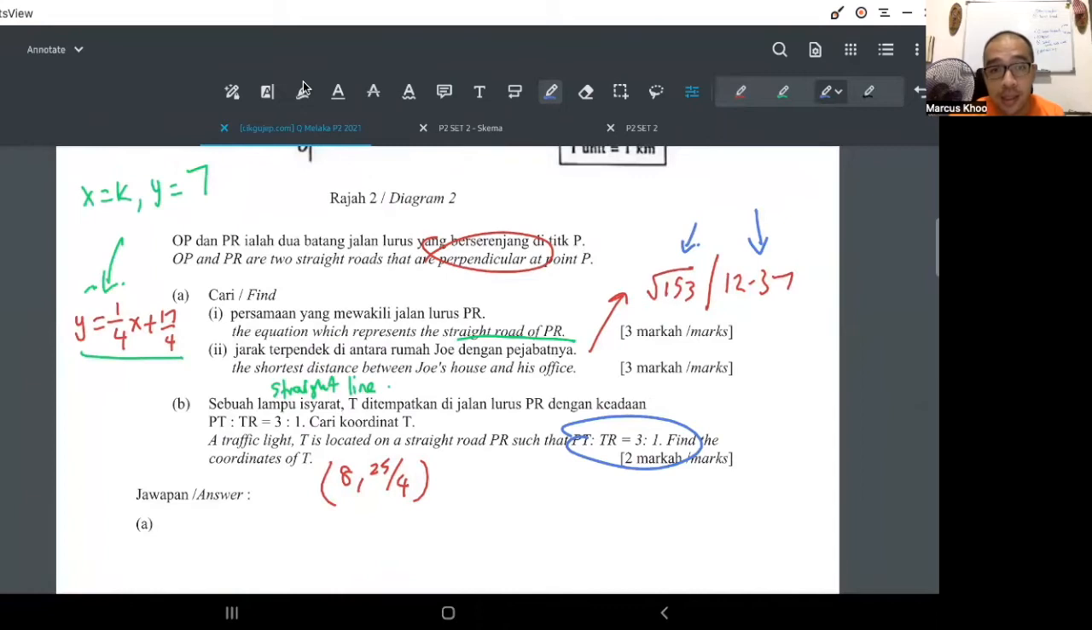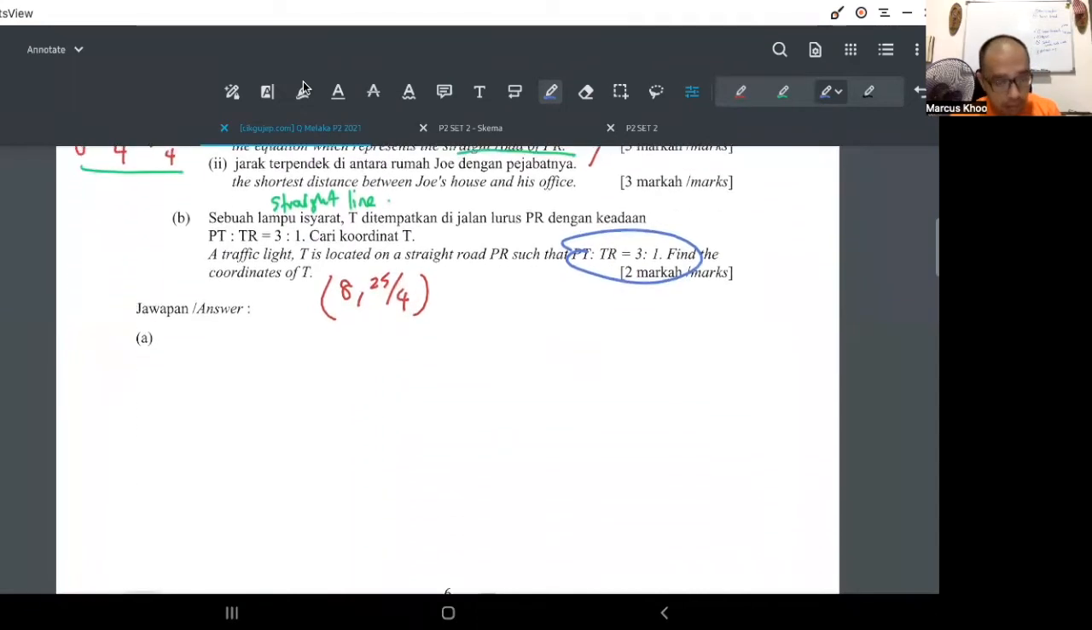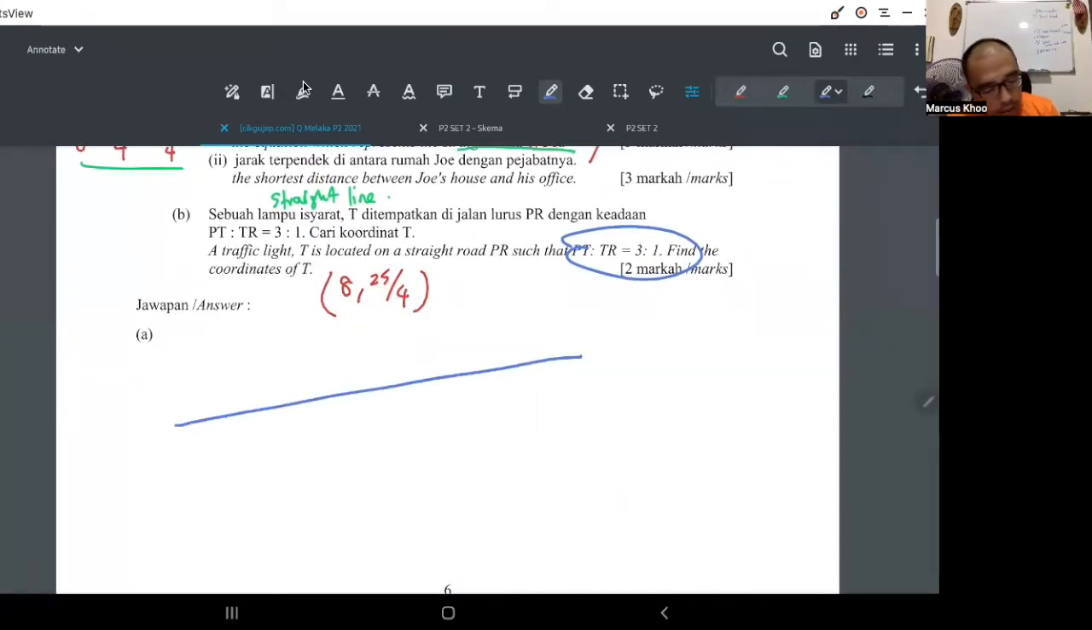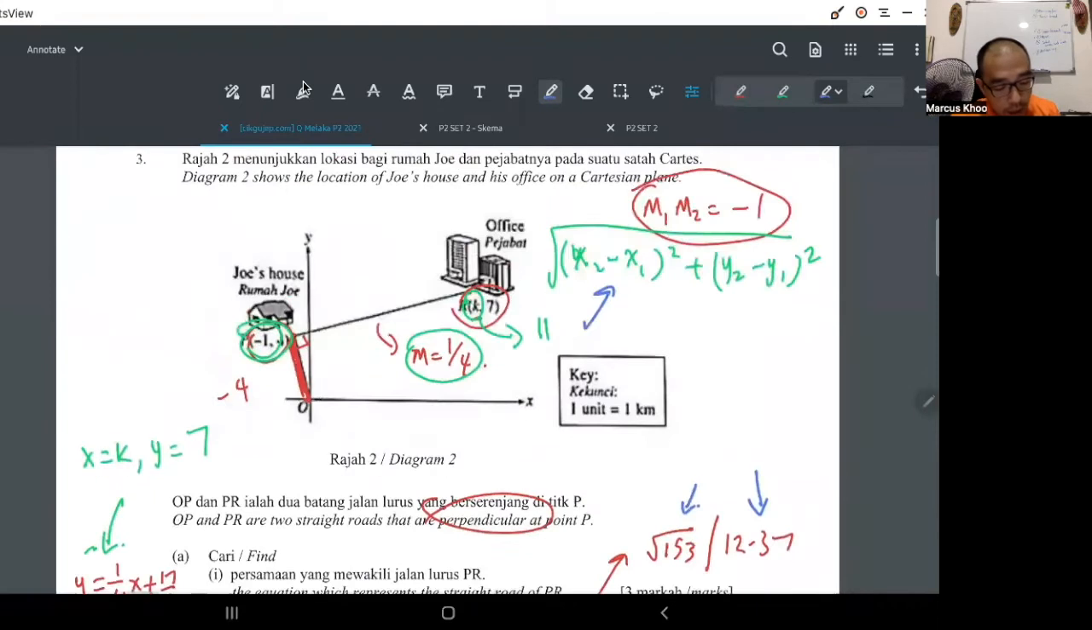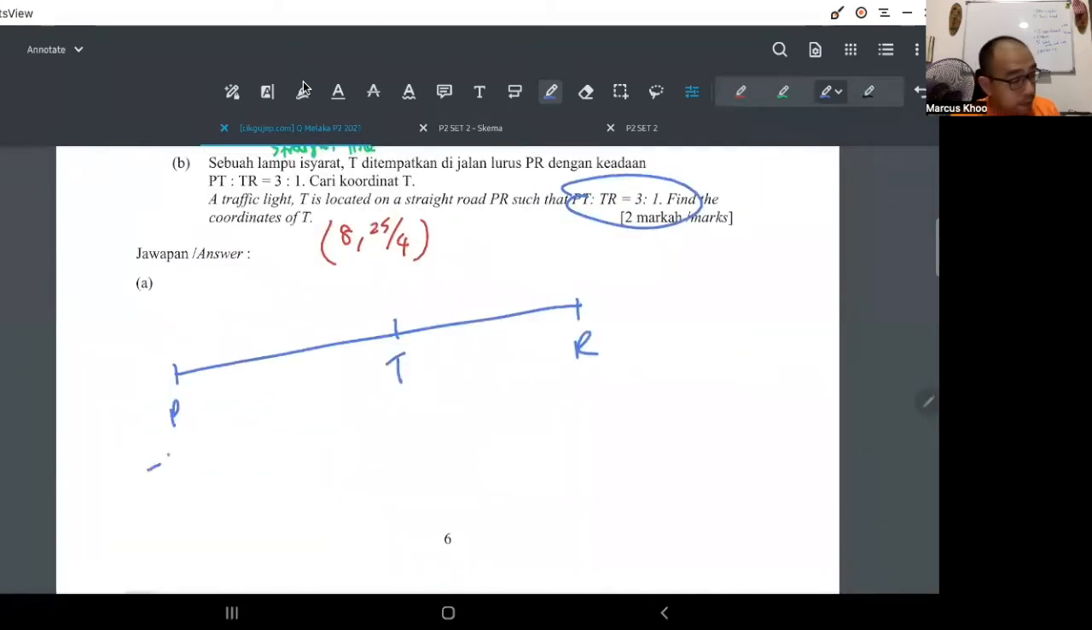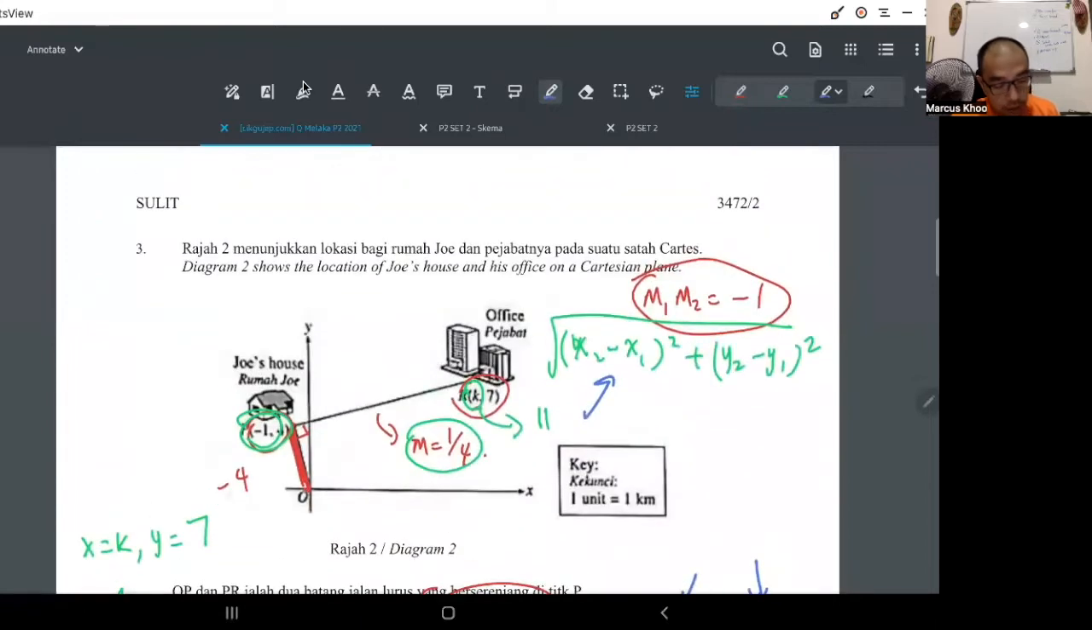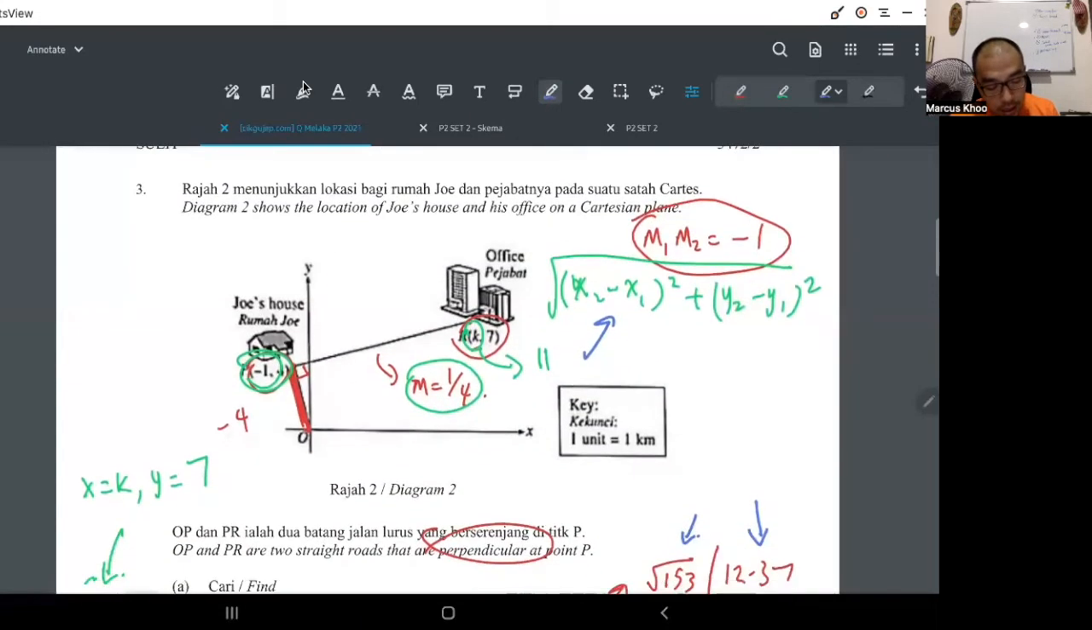That's exactly it. Let me give you again. So this is P, and T is somewhere here, and then this is R. You know that P is -1 and 4, and R is 11 and 7.